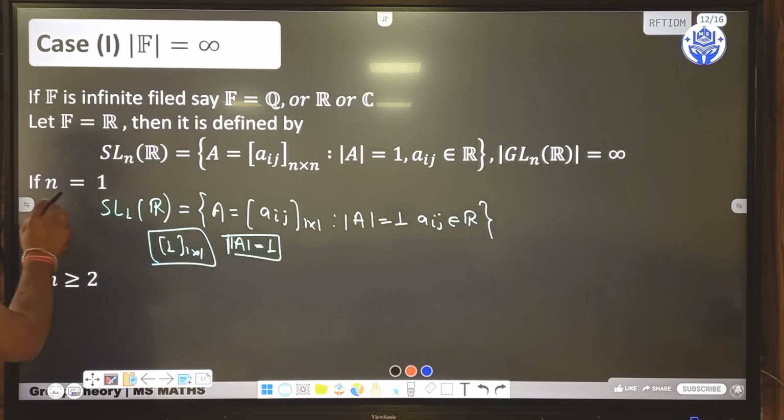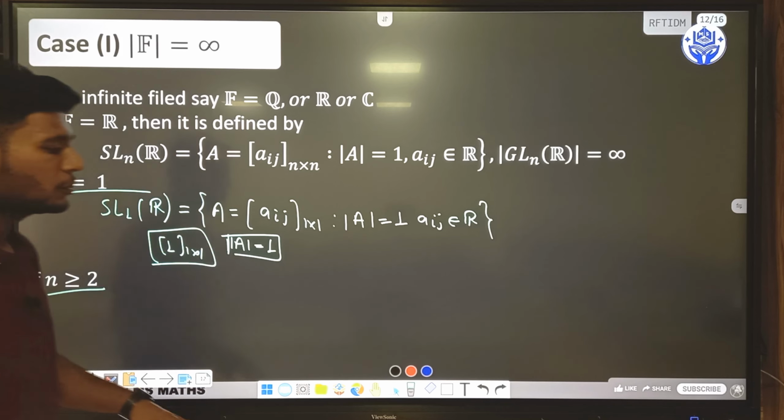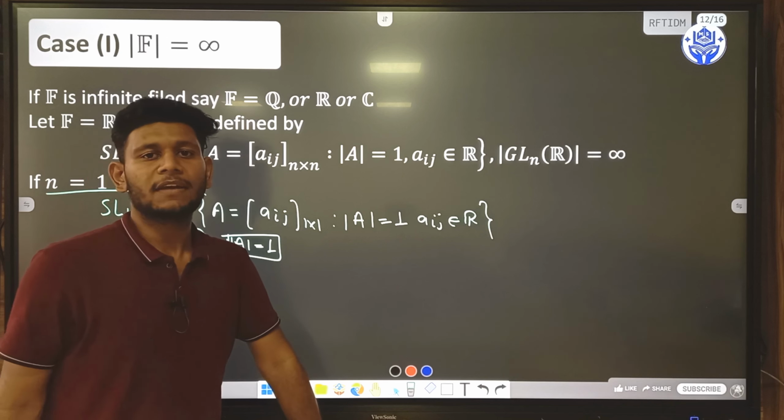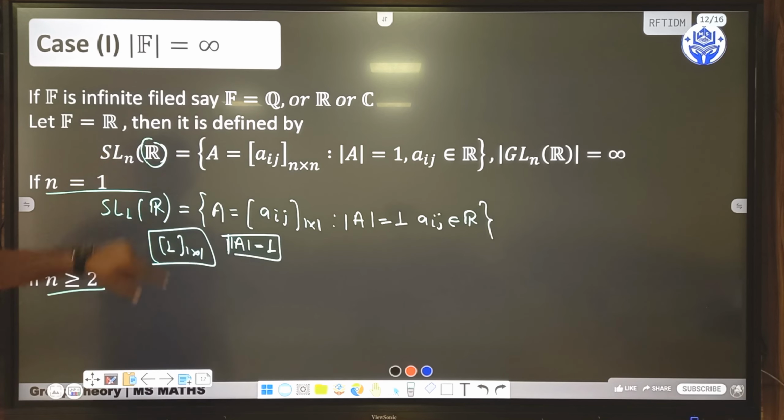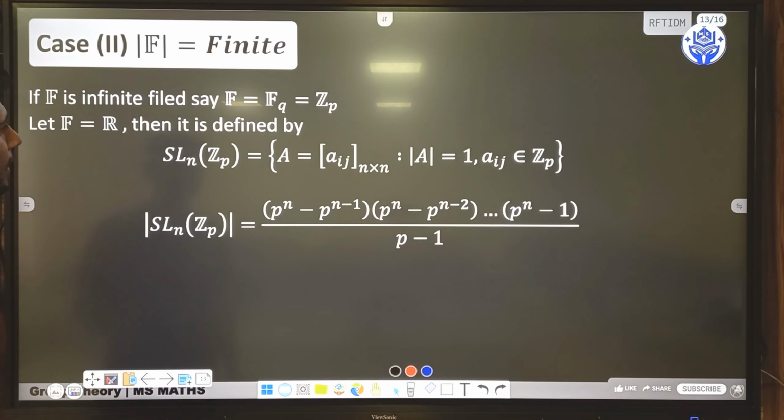So here it is: if n is equal to 1, then over R the cardinality should be 1. If you take n greater than or equal to 2 or 3, then you can get an infinite number of matrices over R. Now, if I say this is over the finite field, that is Z_p.